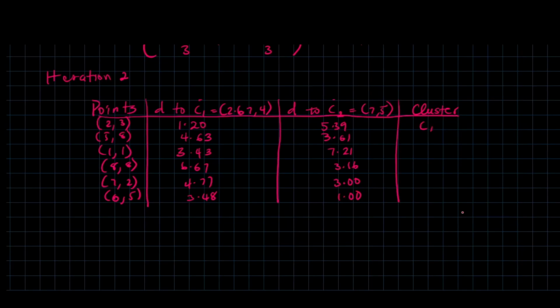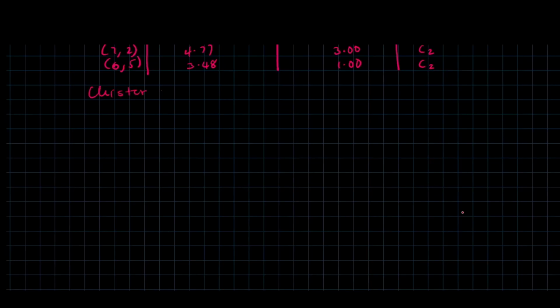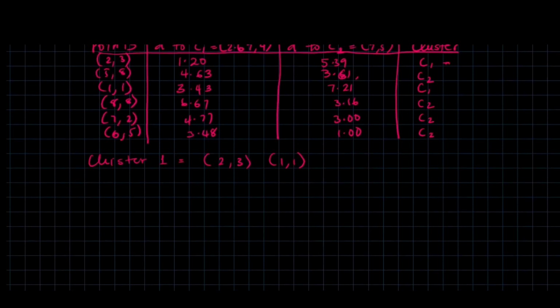For this one, C1 will win. The second one, C2 wins because C2 is the smaller value. For the next one, C1 wins. For the next one, C2 wins. Next one, C2 wins. Next one, C2 wins. Cluster 1 is going to be equal to (2, 3) and (1, 1), as you can see here. And cluster 2 is going to be (5, 8), (8, 8), (7, 2), and (6, 5). You can trace it. Look at this. So just trace it.